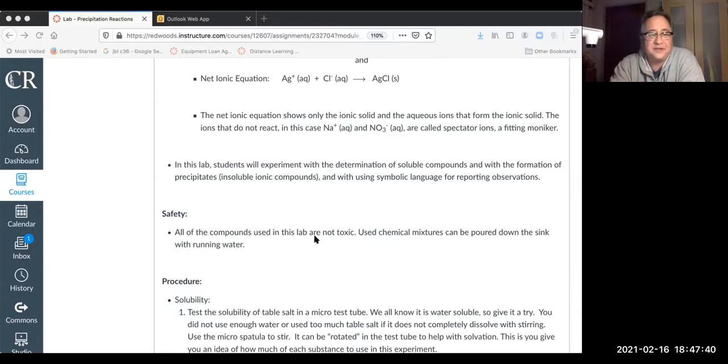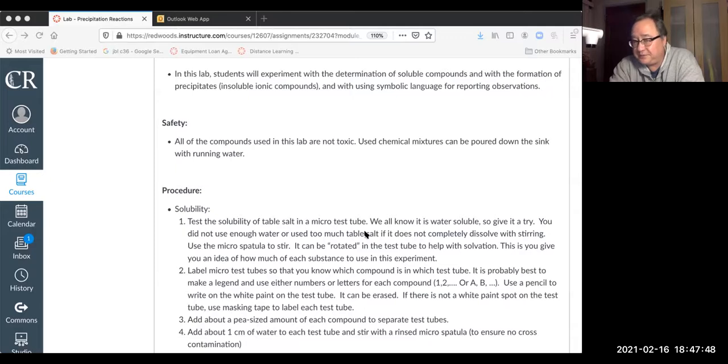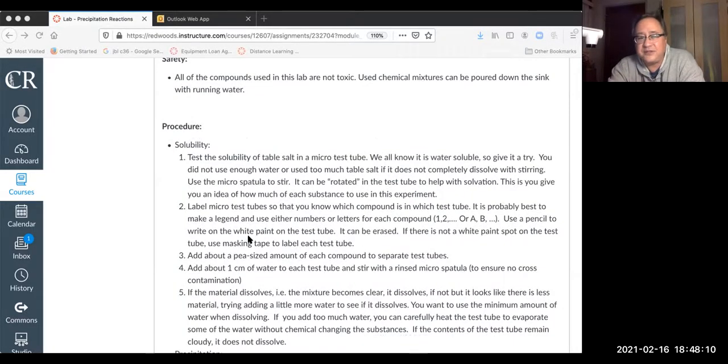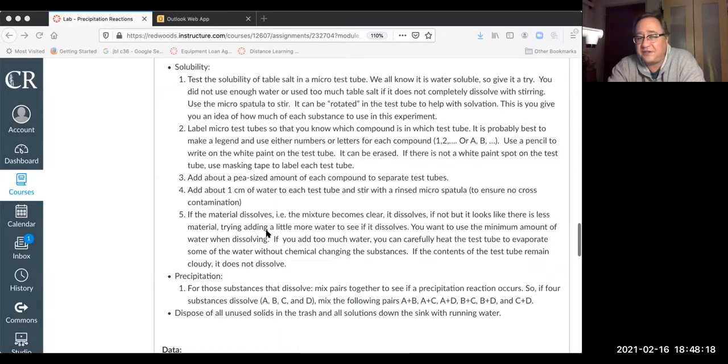Thank you. Okay, so here you can see that for the solubility, I say, test the solubility of table salt in a micro test tube. And the reason I want you to start with table salt, even though I don't provide it, is because you know table salt is soluble. If you use too much table salt and not enough water, it will not dissolve completely. So this is to give you an idea of how much to use. And then you got to label your micro test tubes, test a pea-sized amount, maybe a little less than pea-sized, add about 1 centimeter of water, and see if it dissolves.